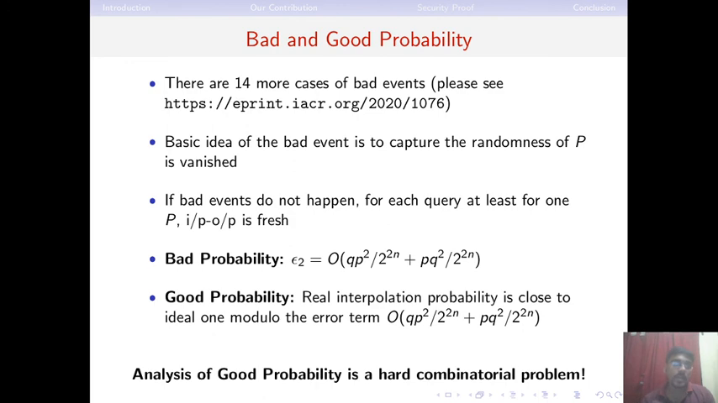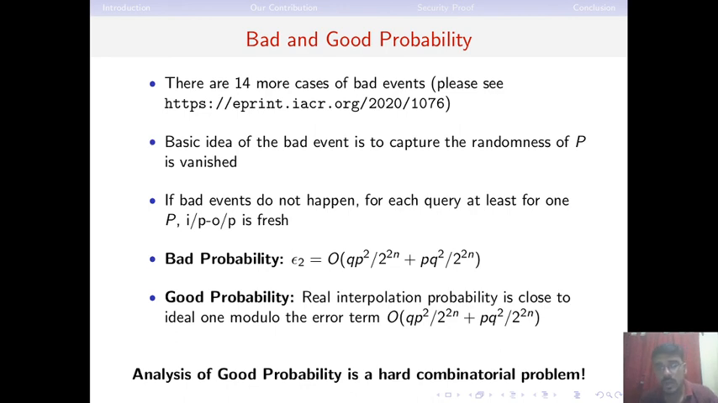So in particular there are 14 more bad events. If you are interested, you can see our ePrint paper. The basic idea of the bad events is to capture where the randomness of P has vanished. And if these bad events do not happen, then for each construction query, it is ensured that at least for one permutation P, its input and output is fresh. After characterizing all the bad events, when we upper bound the bad events individually, the bad probability that we get is negligible, provided the number of construction queries q is 2^(2n/3) and the number of primitive queries p is 2^(2n/3).